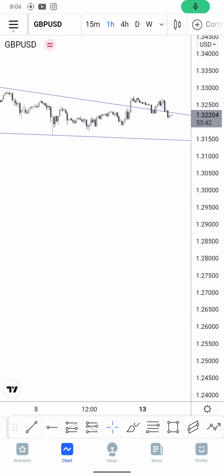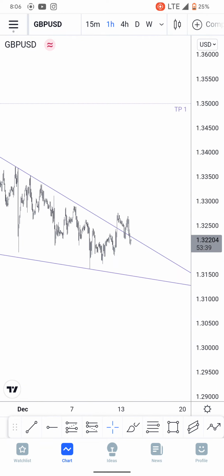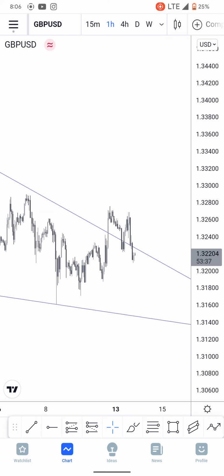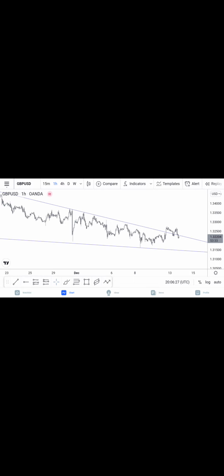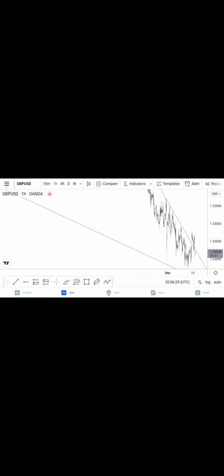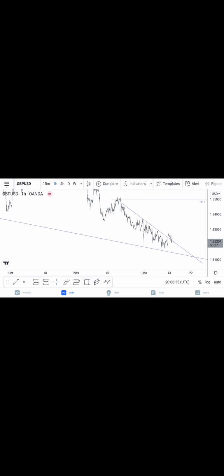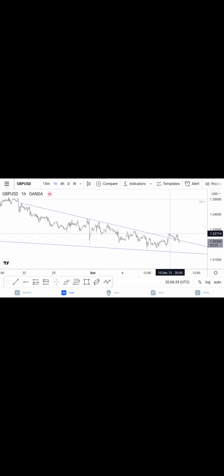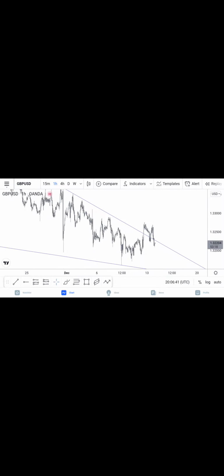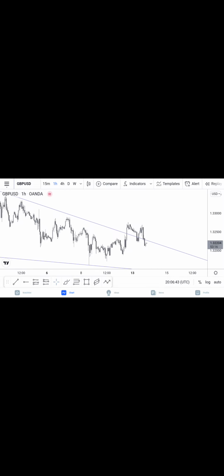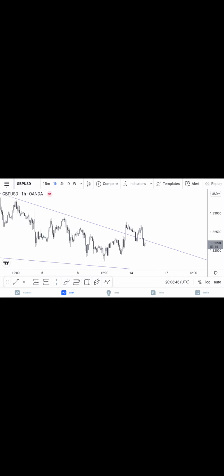I'm just demonstrating to you right now. Here's my chart on GBP/USD. From this level to this level, you may see it as a bunch of skirmishes, as in lots of candles just moving up and down here.